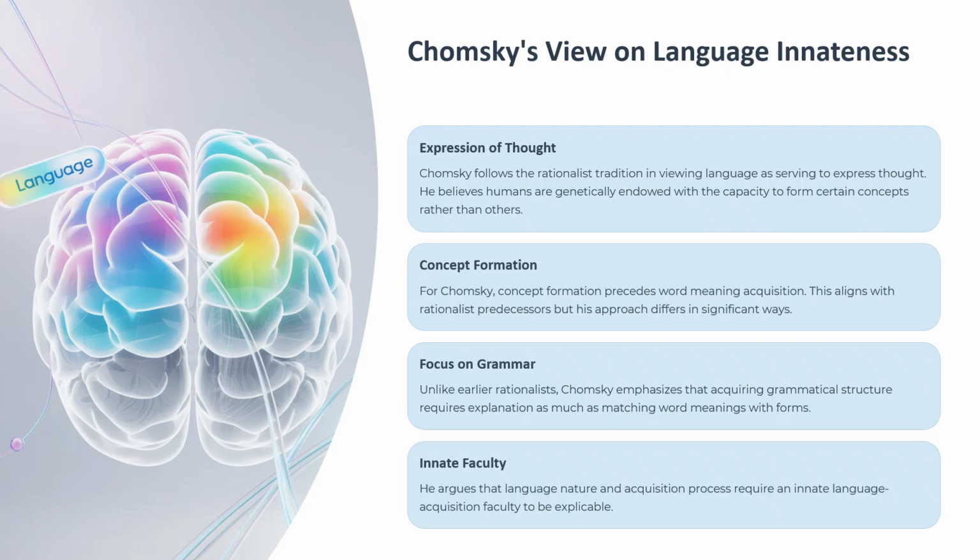Focus on grammar. Unlike earlier rationalists, Chomsky emphasized that acquiring grammatical structure requires explanation as much as matching word meanings with forms. Innate faculty. He argues that language nature and acquisition process require an innate language acquisition faculty to be explicable.